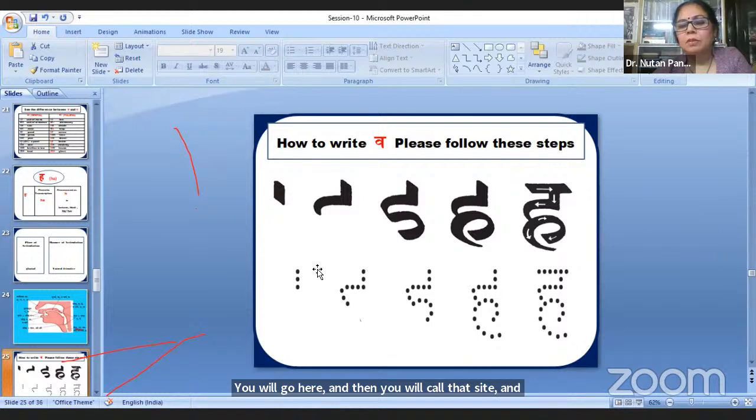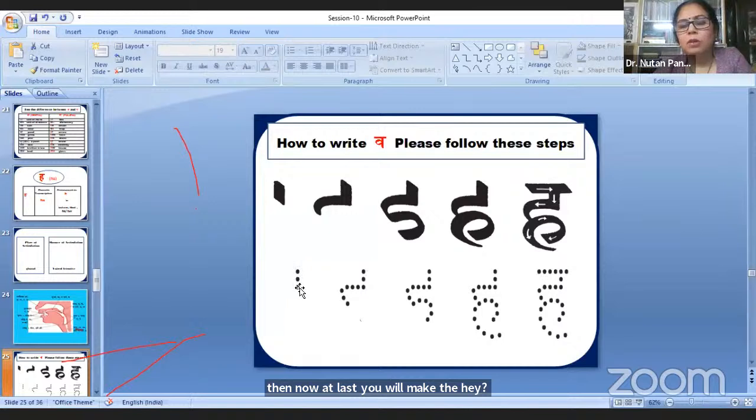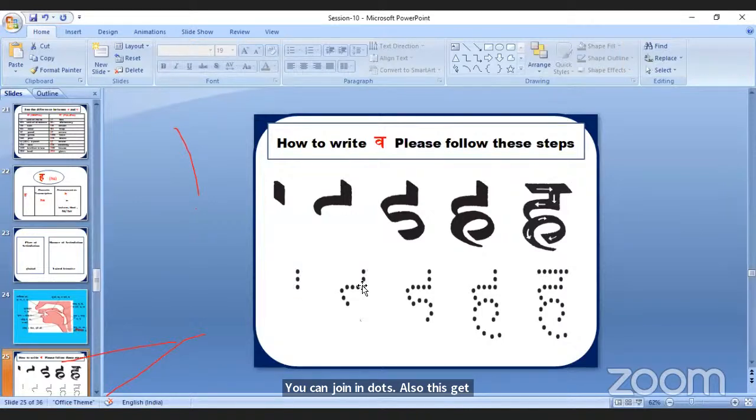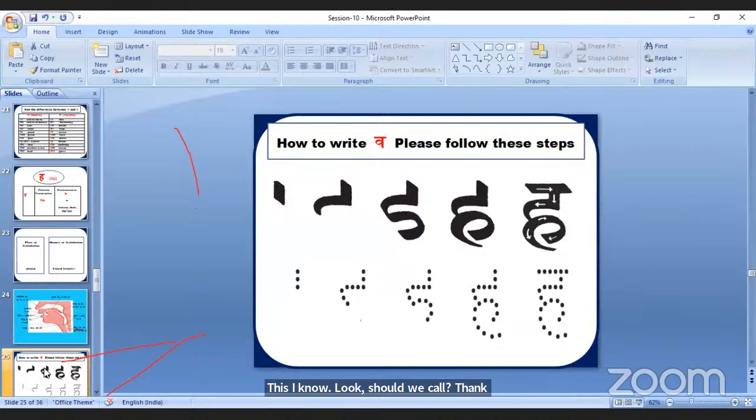You can join dots also. This one, make a small half line. Then you will turn this side and down this side, and here this side, and after that you will make this half round, and then you will put your pencil here, and then you will make it this. And now you will put the shirorekha. ठीक है? ठीक है. Good.